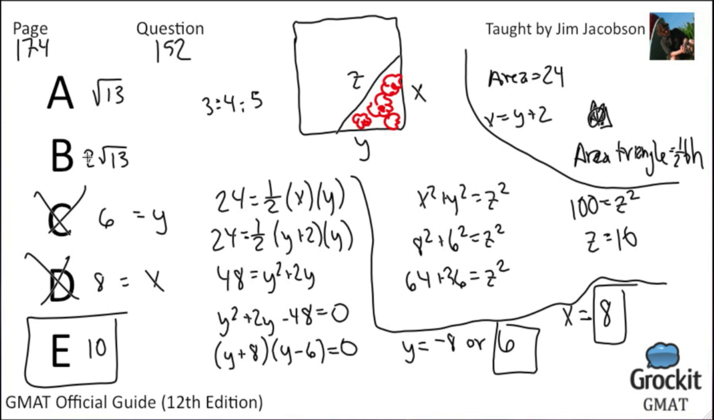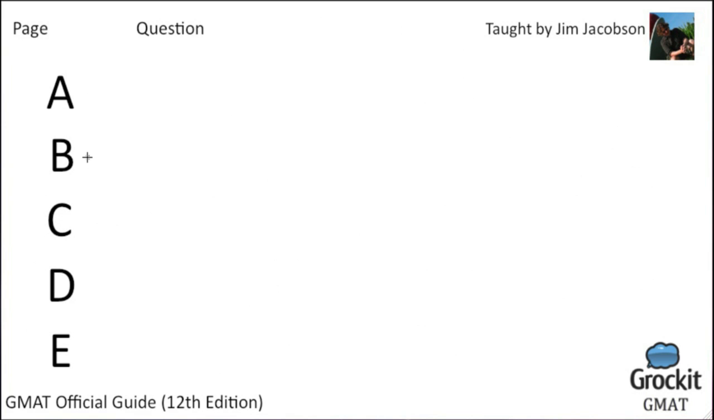Okay, answer choice E. That's 152. So page 174, number 153. So we have 9, 19, 21, 23, and 33.